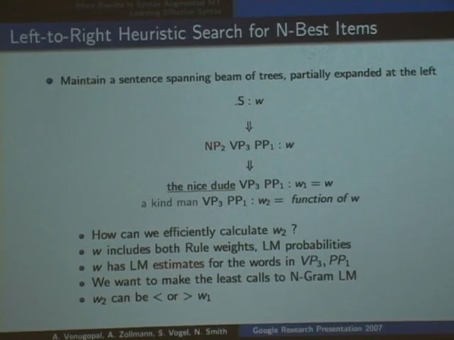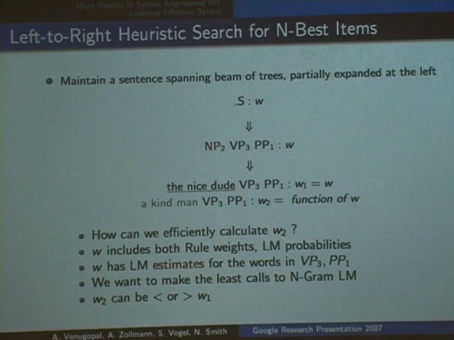And we're going to look at the first alternative in there. So let's say we have this 3 non-terminal rule, this NP2, VP3, PP. That has a weight. Now we look a little further and we say, can I find any alternatives if I use the second best alternative for the NP2?